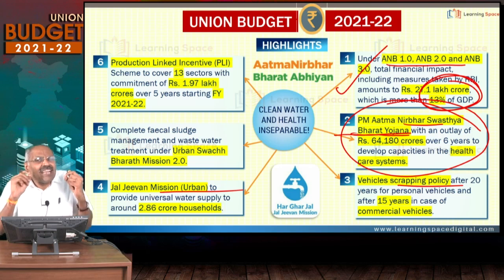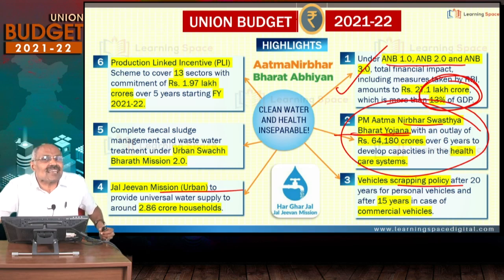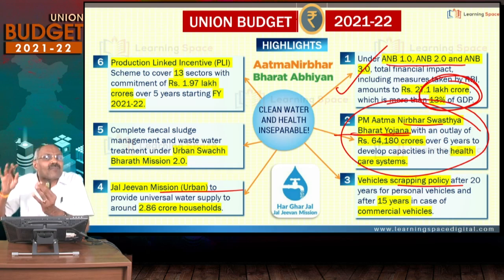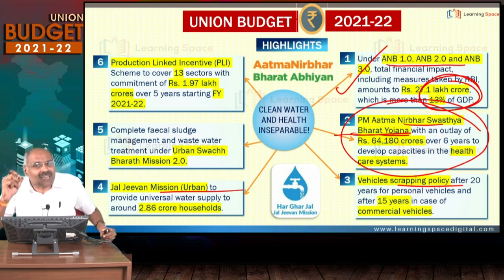Friends, clean water and proper sanitation, these are the most important tenets. Without these things, you cannot ensure perfect health to the citizens of the country. Keeping that in mind, the government has gone for sanitation, and that means Swachh Bharat Mission Urban 2.0 is unveiled. At the same time, Jal Jeevan Mission Urban is unveiled. Jal Jeevan Mission Rural, 16 crore tap connections, and Jal Jeevan Mission Urban, close to 3 crore tap connections will be provided in the urban areas, right?